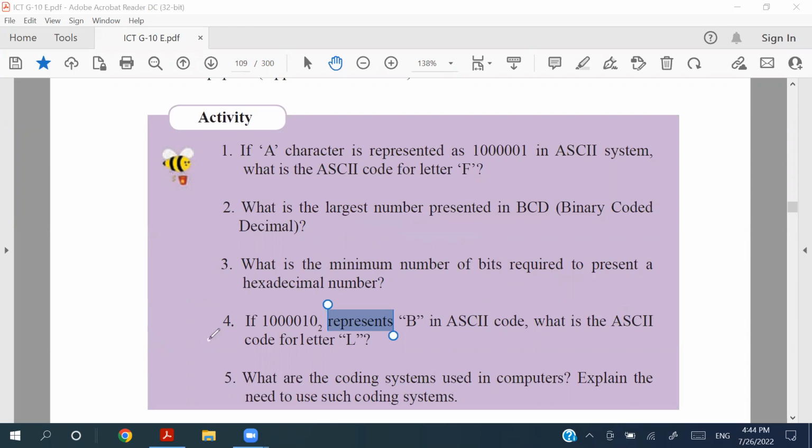The fourth one says, this particular one represents B in ASCII code. What is the ASCII code for letter L? Something very similar to the previous one, right? So now this represents what? Letter B, capital B, right? So capital B is represented by 1, 4 zeros and 10.